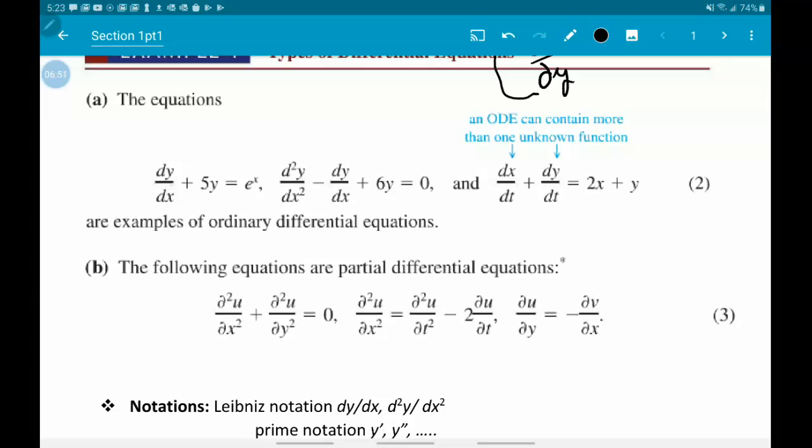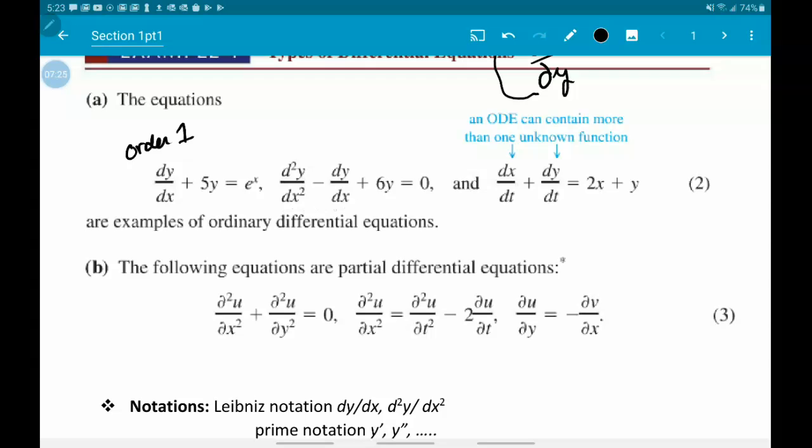In that first one, we have dy over dx plus 5y is equal to e to the x. This is an ordinary differential equation. Notice that we've got that first derivative here. Y is the dependent variable, x is the independent variable. Now we could also talk about the order of the differential equation. And what's the highest order of derivatives that we see? Well, here we only have a first derivative, so we would call this an order 1 differential equation.